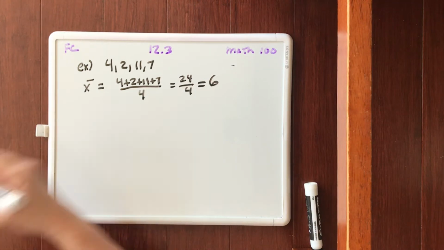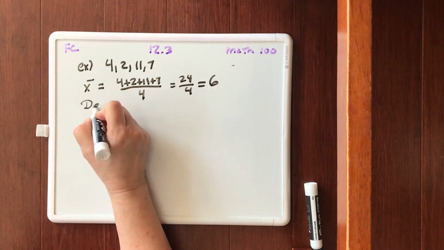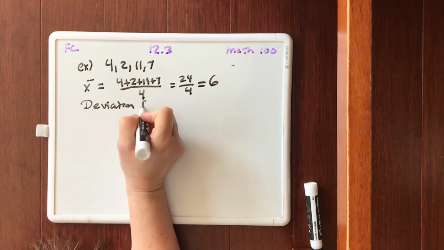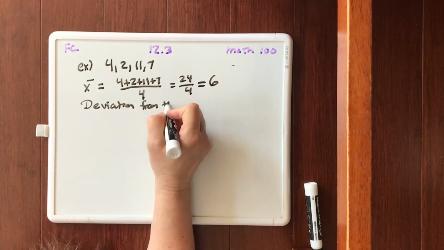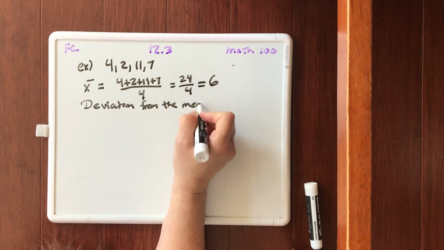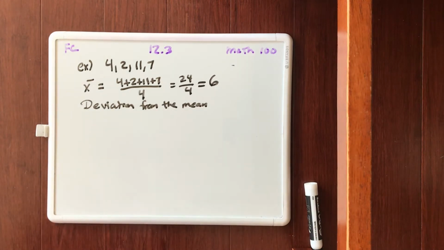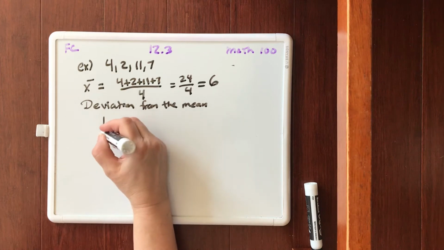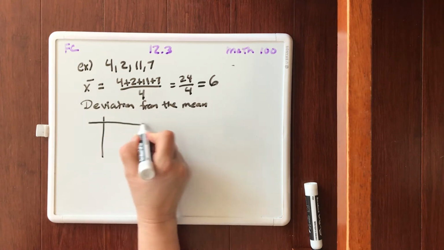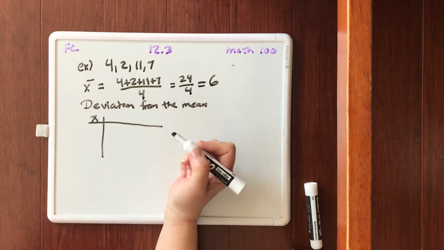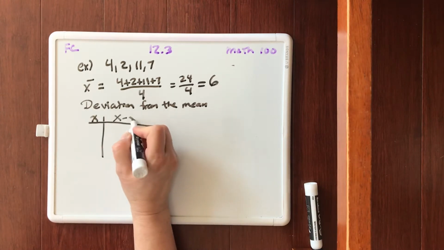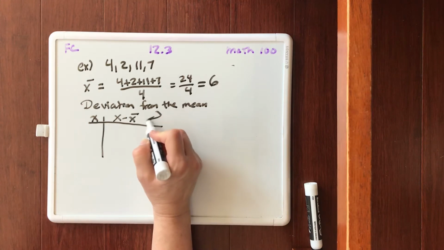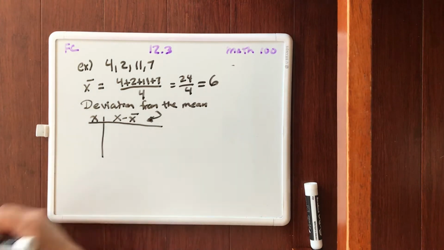Now, if we wanted to, we can find the deviation from the mean. That would just mean how far off from the mean is each data point. So we're going to find the deviation. Let's make a little table. X is going to be our data point, and then x minus the mean is going to be our deviation from the mean. Deviation, we just subtract them.